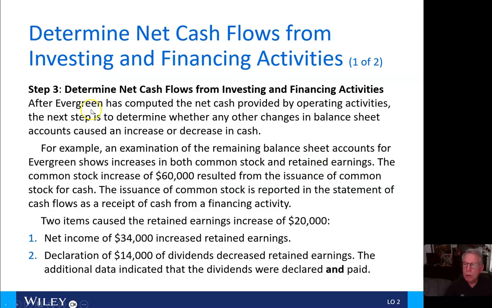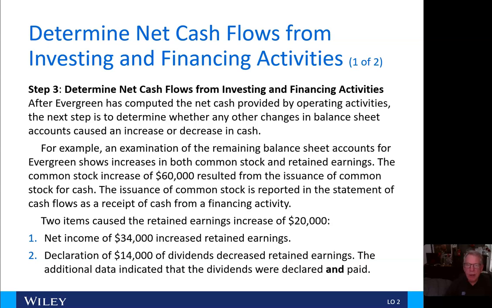All right, so step 3 then: determine the net cash flows from investing and financing activities. Now, this is not done on an indirect method. This is done using the direct method. So after Evergreen has computed the net cash provided by operating activities, the next step is to determine whether any other changes in balance sheet accounts caused an increase or decrease in cash.